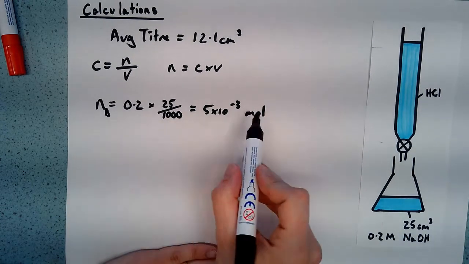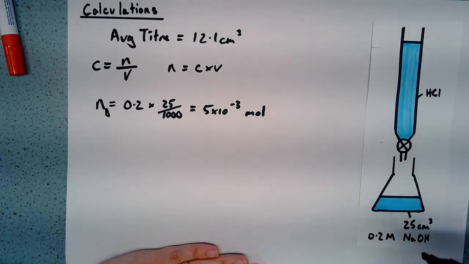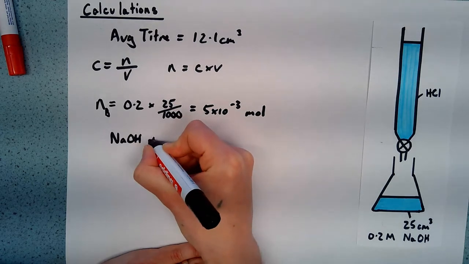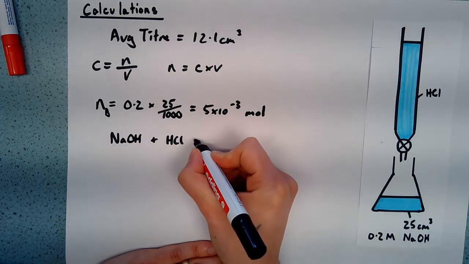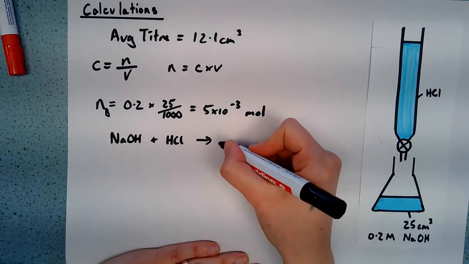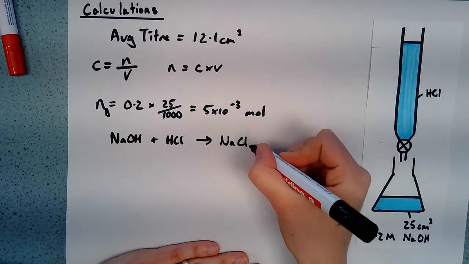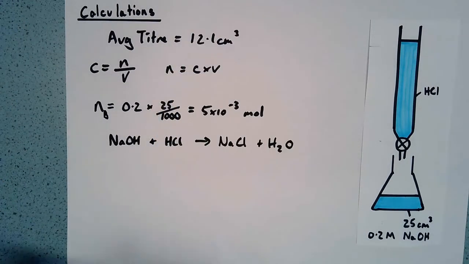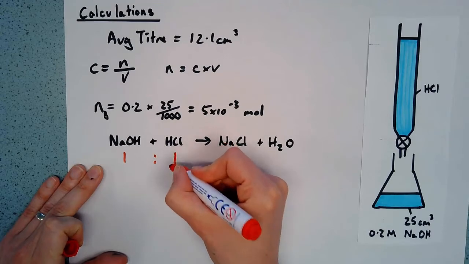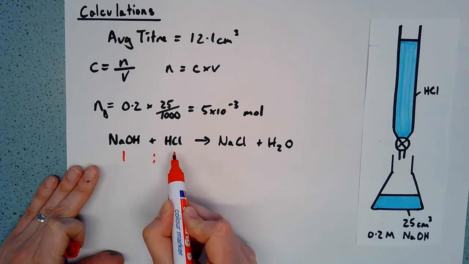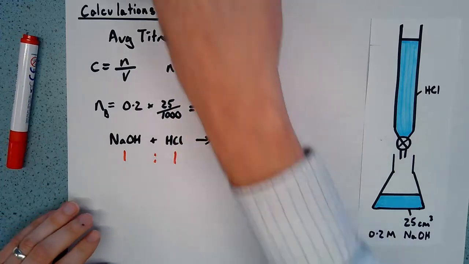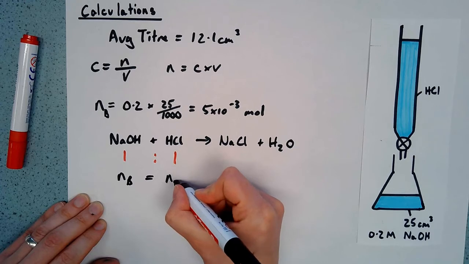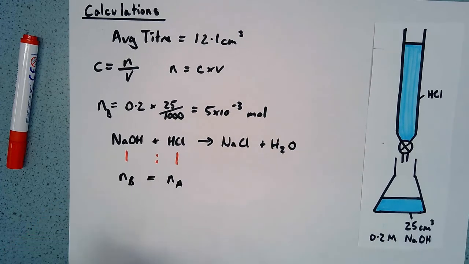So knowing the number of moles of the base now, we have to construct an equation. If we know that the NaOH and the HCl react in a 1-to-1 ratio to make NaCl and H2O, then the number of moles of the base must equal the number of moles of the acid. So number of moles of base equals number of moles of acid. I'm just going to put A for acid.